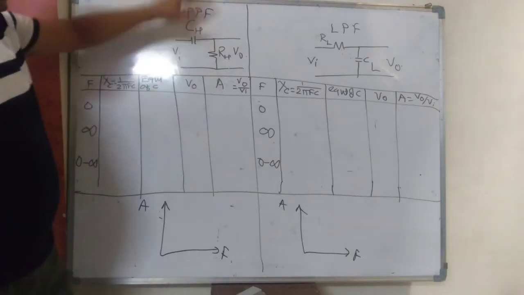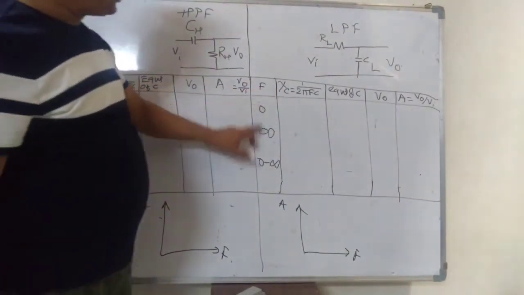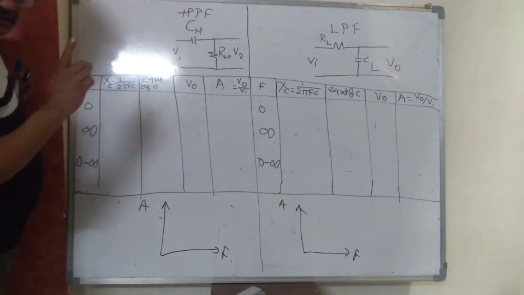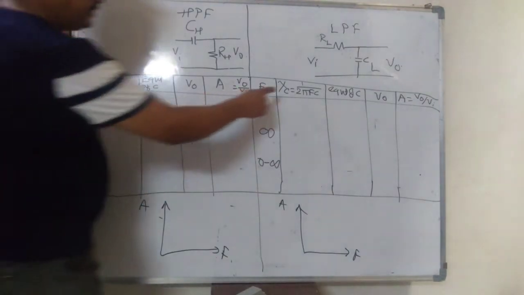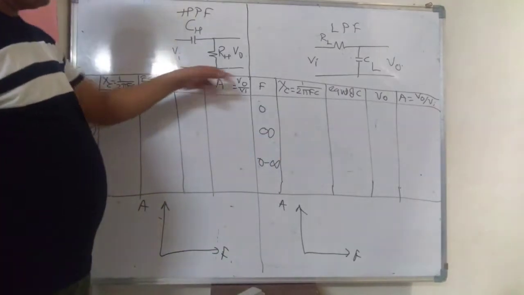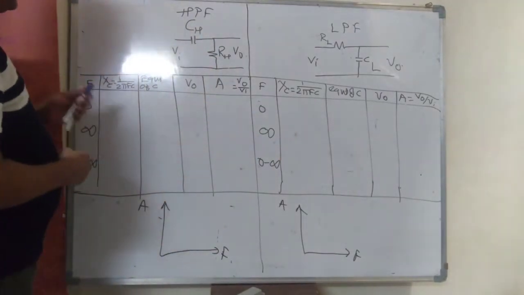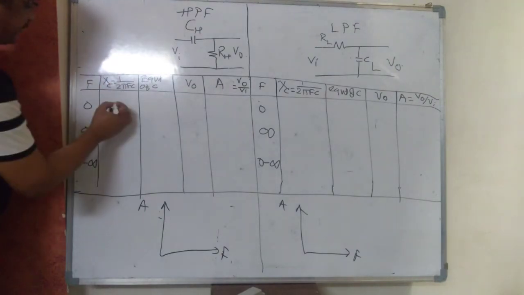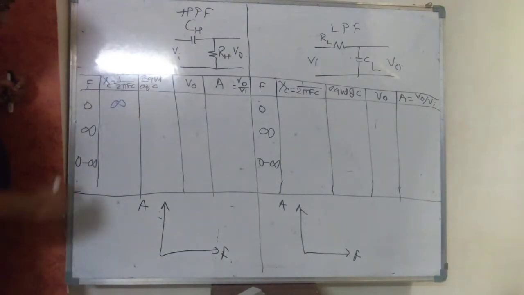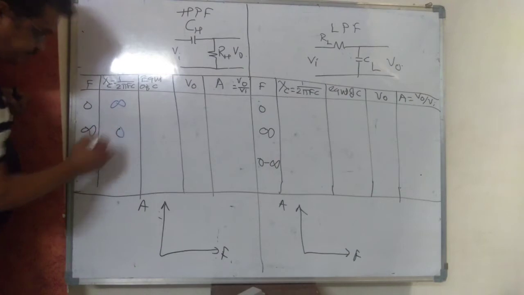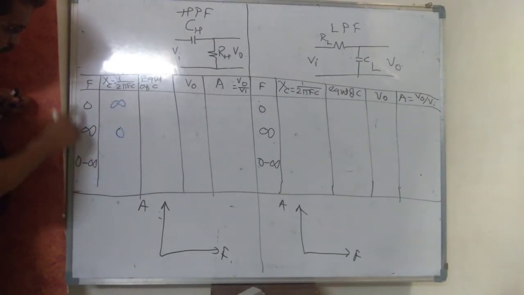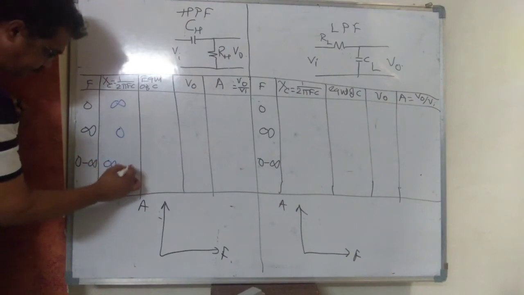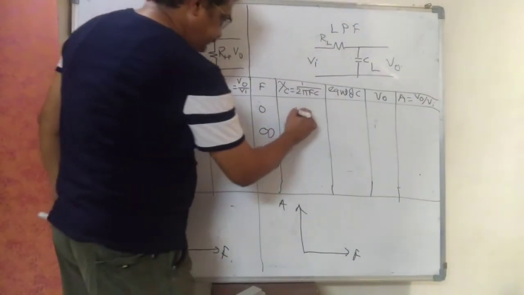So this is high pass filter, this is low pass filter. Frequency 0, infinity, 0 to infinity. In the second column I have written XC, reactance of capacitor, 1 upon 2 pi FC. This you have studied in first year. So if frequency is 0, then XC, 1 upon 2 pi FC, will be infinity. And when frequency is infinity, this will be 0. And when it is between 0 to infinity, this will be infinity to 0. Same here.